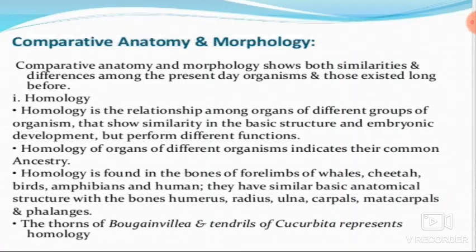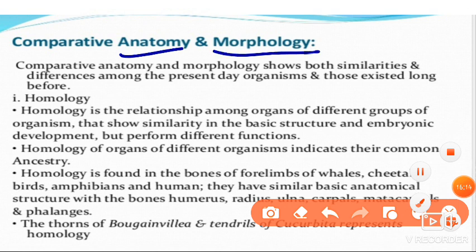Next, another evidence for evolution is comparative anatomy and morphology. We know about anatomy and morphology. Anatomy is the study of internal structures, and morphology the study of external structures. If we are studying the internal structure of an organism, that is anatomy. If we are studying the external features of an organism, that is morphology, either of plants or animals.